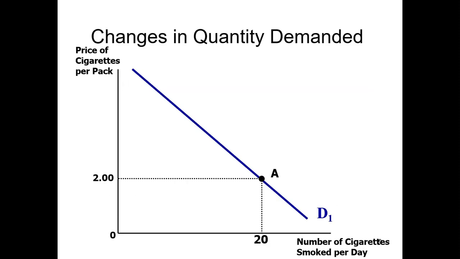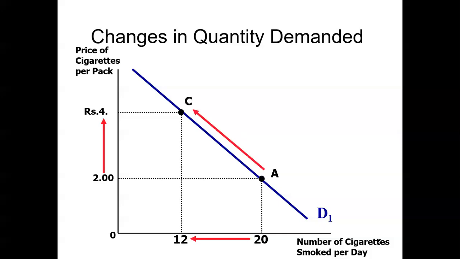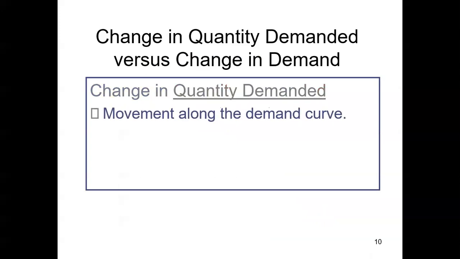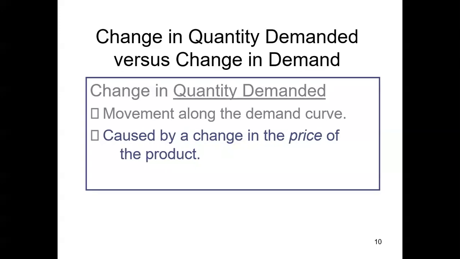Then changes in quantity demanded. If this is the demand curve, if price increases, the demand will decrease like that. This is the change in quantity demanded. Changes in quantity demanded versus changes in demand. A change in quantity demanded is a movement along the demand curve caused by a change in the price of the product.